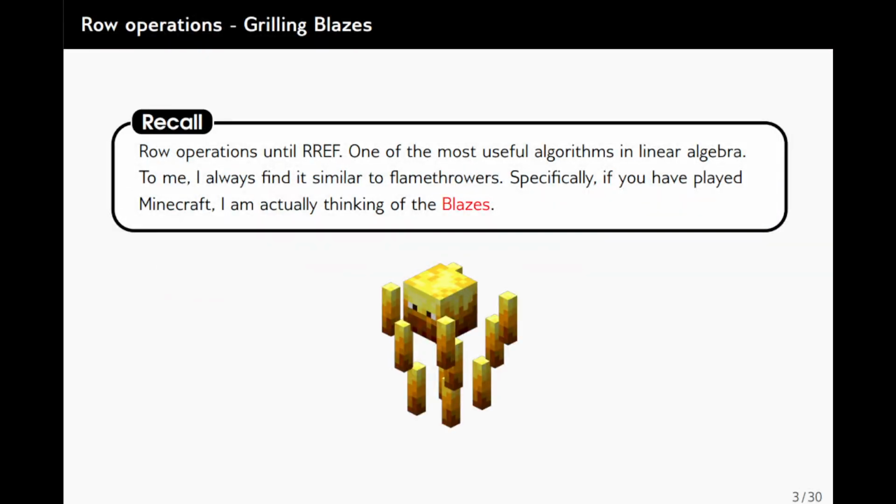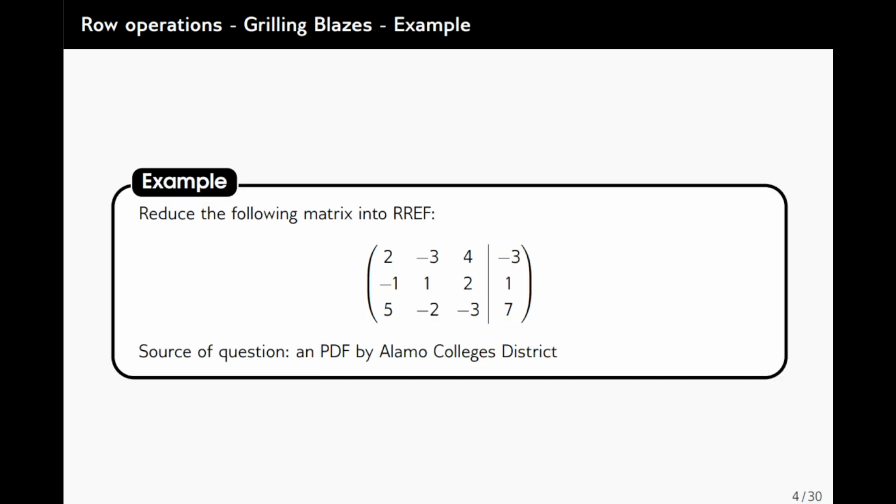So, row operation. I'm not sure whether you have played Minecraft or not. This thing is a monster which can spit fire in front of itself, in some sense. When I think about a row operation, I always think about blazes. This is called a blaze, and it has a very weird look. I know, but yeah.